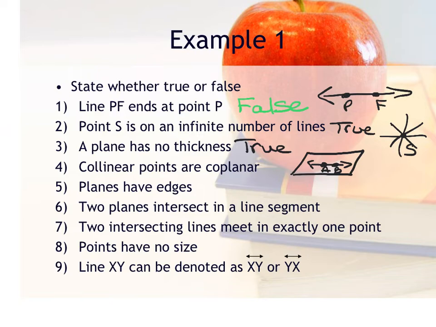So if I had some points that were coplanar, let's say I have 3 points here, A, B, C. Notice they're in the same plane, but they're not collinear. So the reverse of this is false. So this would be false. They're not collinear, but this one is true.